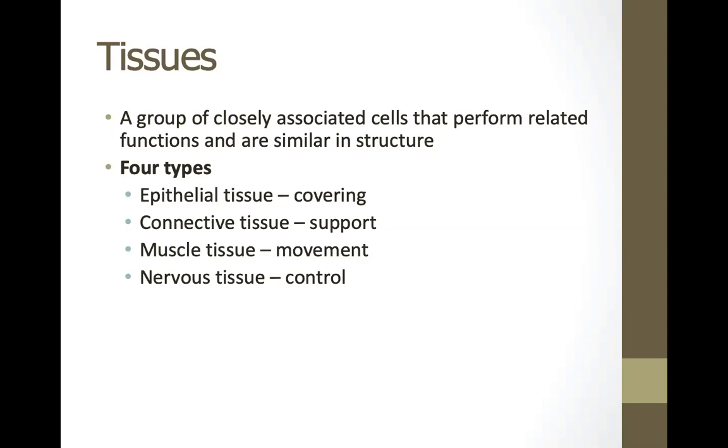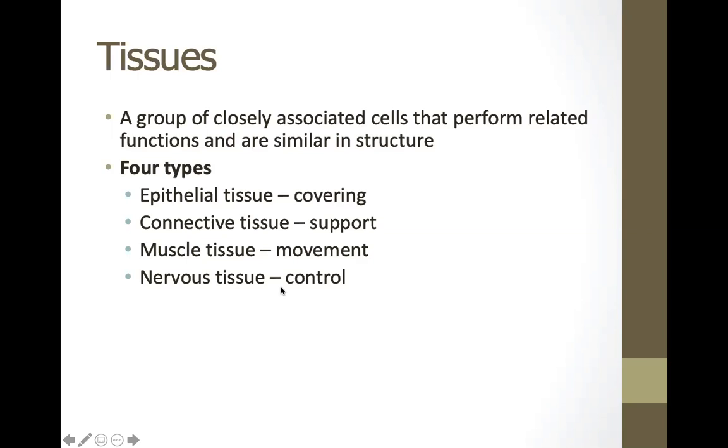So do keep in mind as we go through this that regardless of the name of the tissue I'm giving you, each of those is made up of cells that are similar and perform a similar function within that tissue. So here are our 4 major groups of tissue: epithelial tissue, connective tissue, muscle tissue, and nervous tissue.